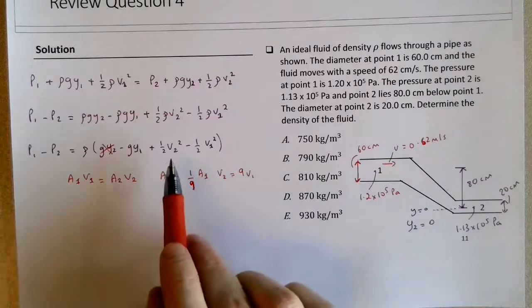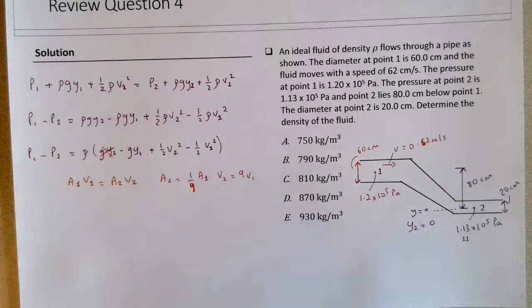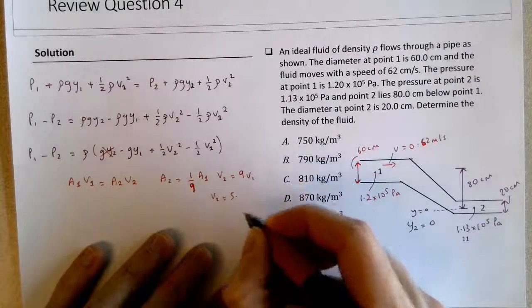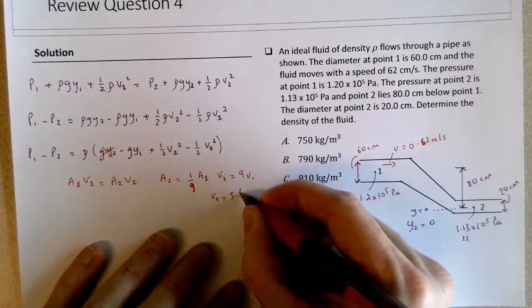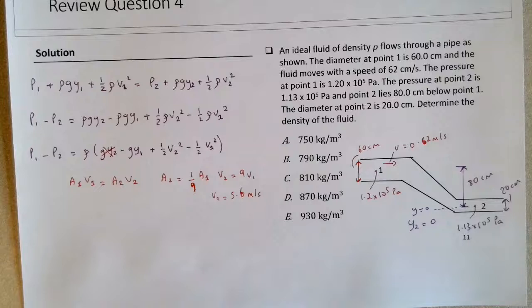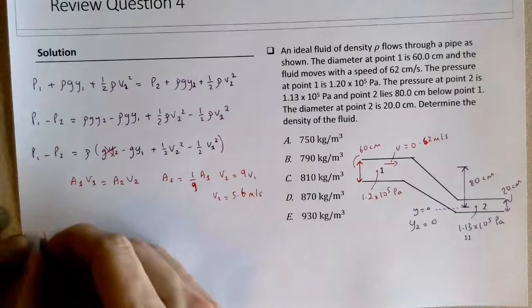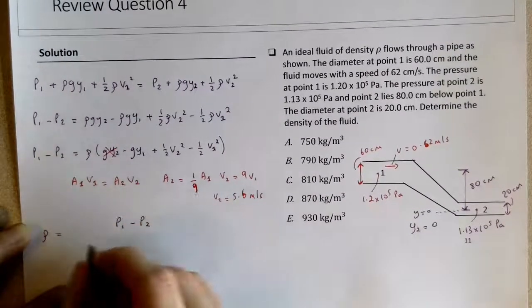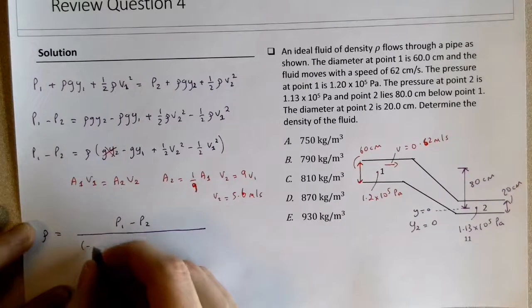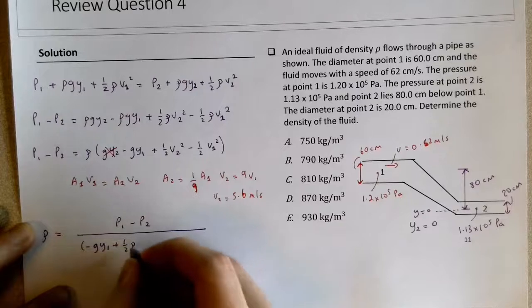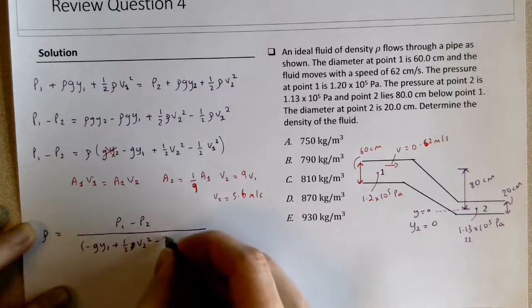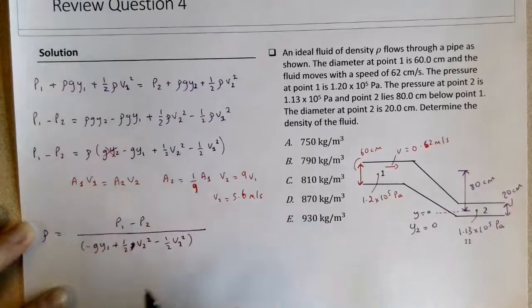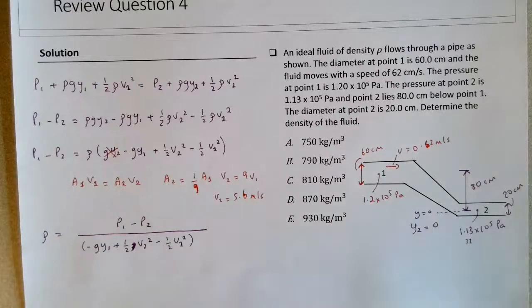You can also just do it numerically. The v2 works out to be 5.6 meters per second. 9 times 0.62 should be roughly around 5.6. And yeah, I think we have everything now to rearrange this equation for rho. So rho will be equal to P1 minus P2 on the top, all divided by negative g y1 plus 1/2 v2 squared minus 1/2 v1 squared. If you wanted to take out the halves, you can do that here also, to make things a little easier for yourself.